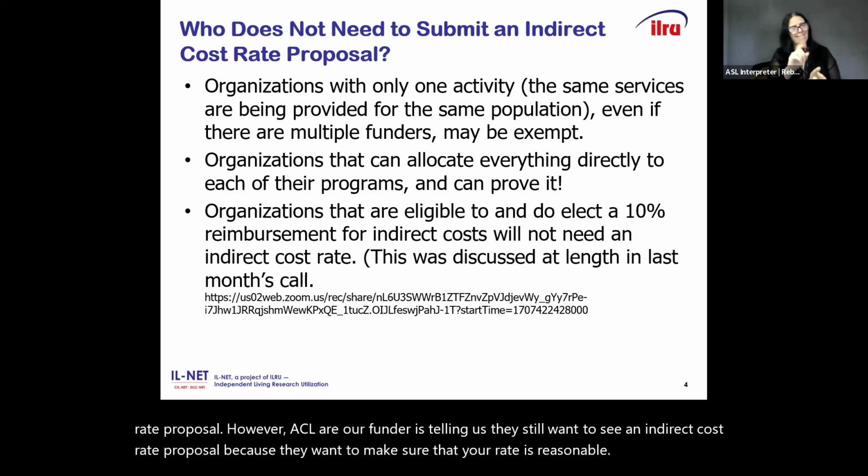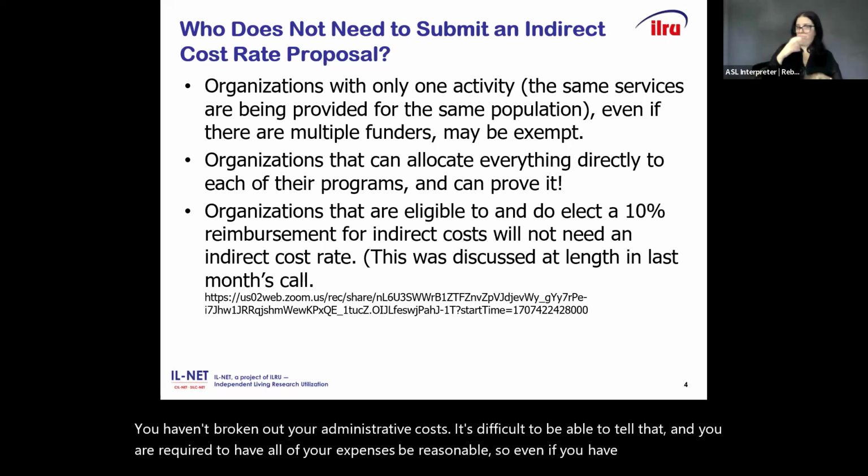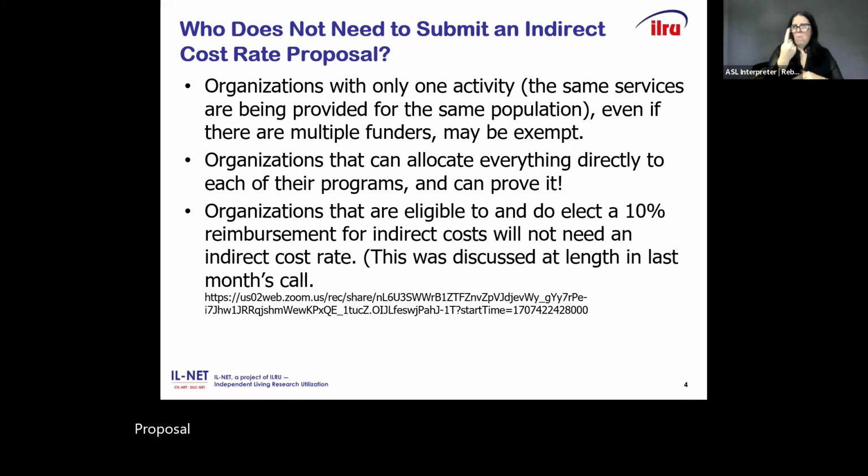And if you haven't broken out your administrative costs, it's difficult to be able to tell that. And you are required to have all of your expenses be reasonable. So even if you have only one activity, you might be able to justify that you don't have to have an indirect cost rate proposal, but it is certainly your funder's preference that you still do.